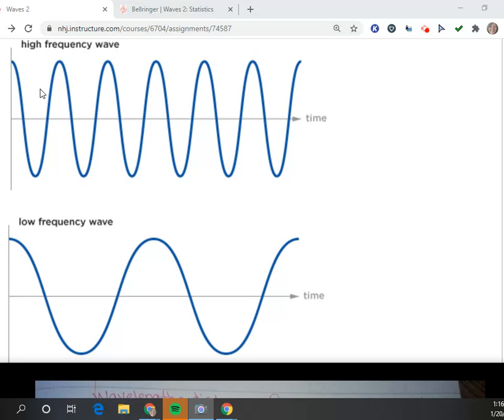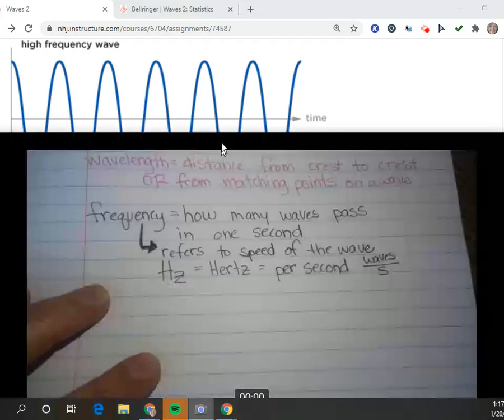What's the difference? When you look at the picture, are there more waves on high frequency in the same amount of time? Because when we look at this graph, this gray line here, the midpoint is time. So as time keeps marching on, there's more waves in a high frequency wave than there is in a low frequency wave. Okay, so we'll go ahead back to our notes and take a note of that.